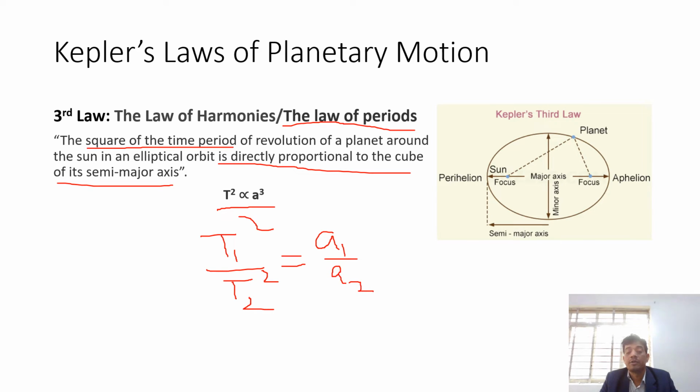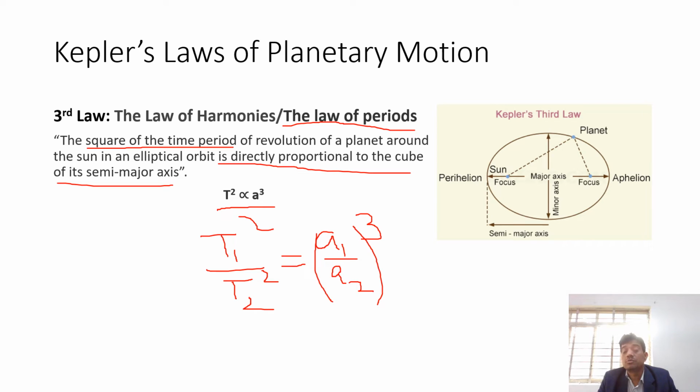A1 by A2 whole to the power 3, we can write, because some problems also come, short questions come. Suppose two planets are at distances 10 to the power 13 meter and 10 to the power 12 meter, then what will be the ratio between the time periods? You can put this formula, T1 square by T2 square equal to A1 by A2 cube, right? So the square of the time period is directly proportional to the cube of its semi-major axis. This is the law of time period, or you can say the law of harmonies.